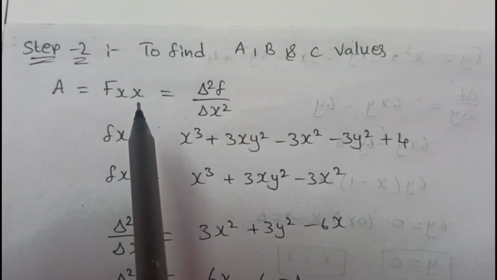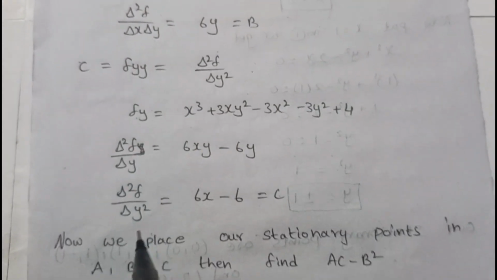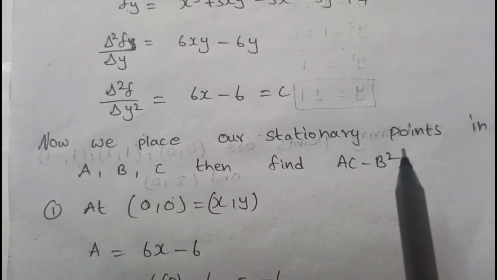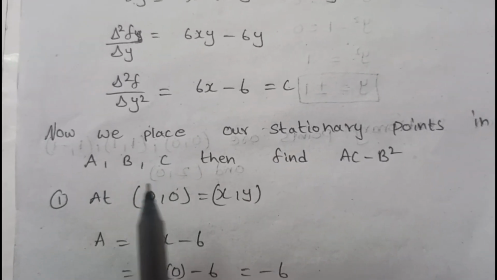So now we have found the abc values. Using these formulas, we place the stationary values in them. Now we place our stationary points in abc, then we find ac minus b square.